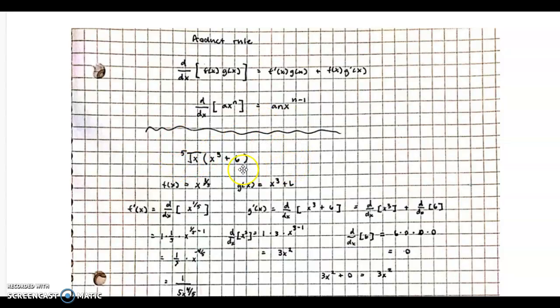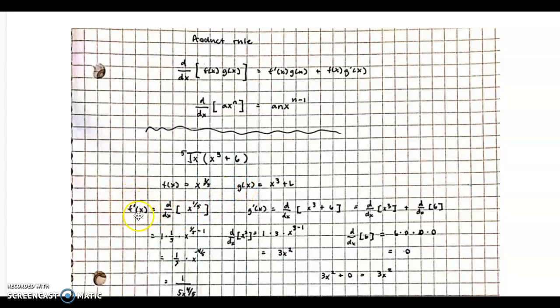So the problem I'm giving you, or the sample problem, will have the same concept as the problem it gives you, however it's just different numbers. We can assign this 5th root of x, or x to the power of 1/5, as f of x, and we can assign x to the power of 3 plus 6 as g of x.